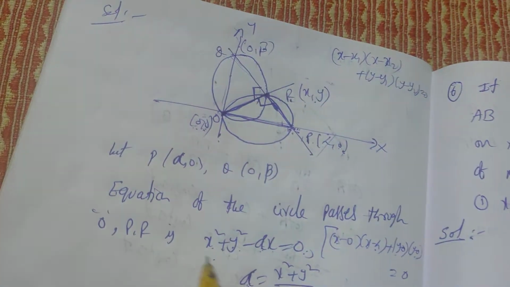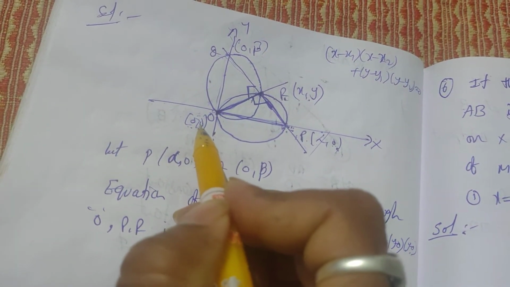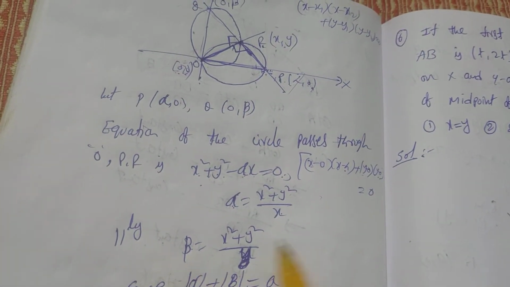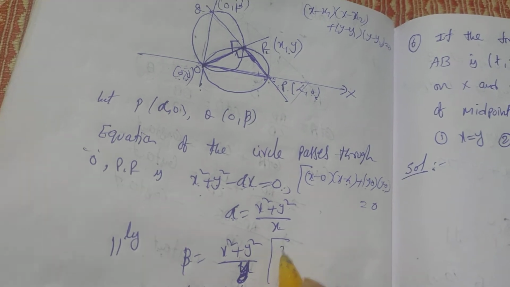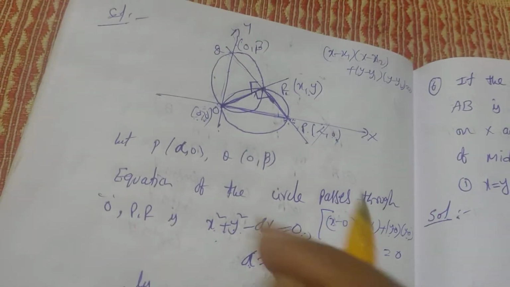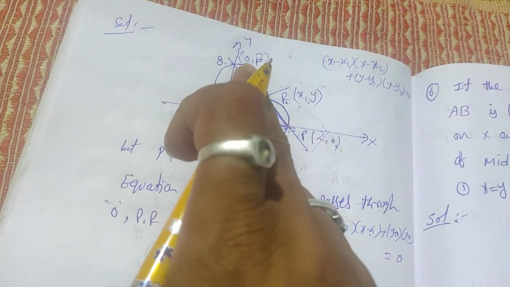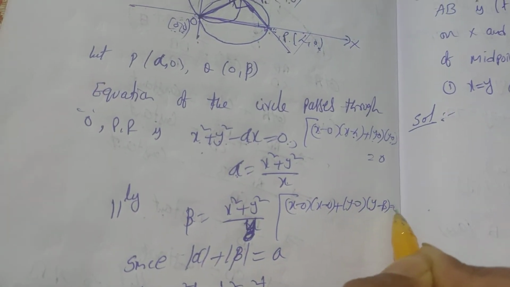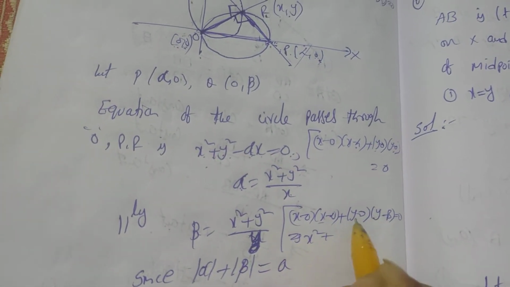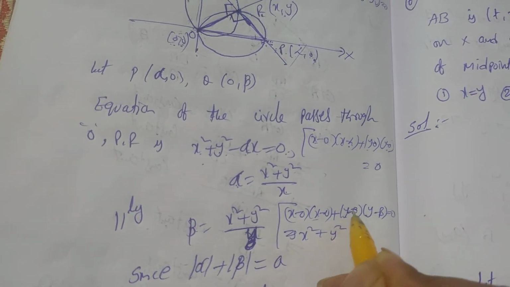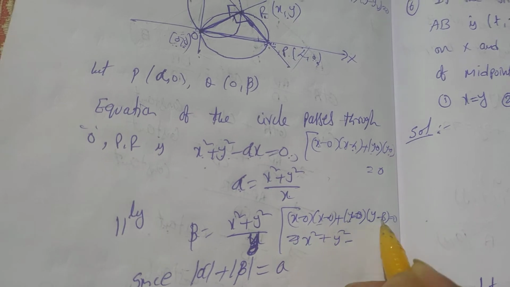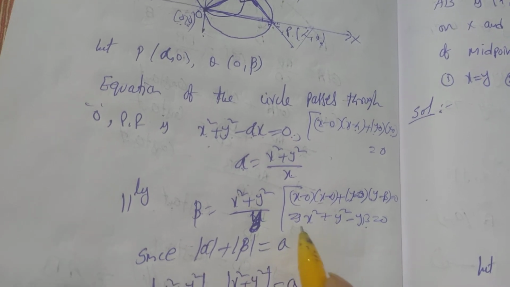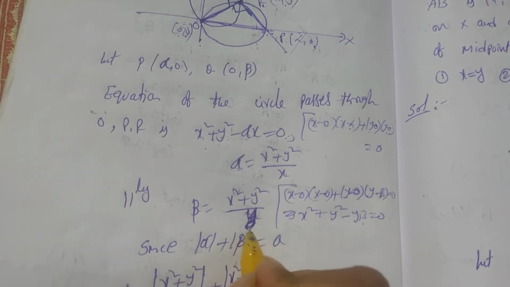0 comma 0 and 0 comma beta. So here x1 y1 is 0 comma 0, x2 y2 is 0 comma beta. If you apply the same formula here, we get, here I am explaining, x minus 0 into x minus 0 because x1 and x2 both are zeros, plus y minus 0 into y minus beta is equal to 0. So this means x square plus y square minus y beta is equal to 0. If you make beta the subject, then beta is equal to x square plus y square by y.